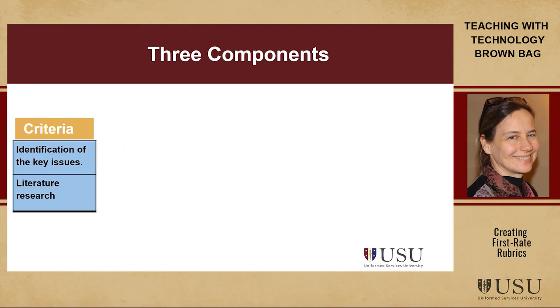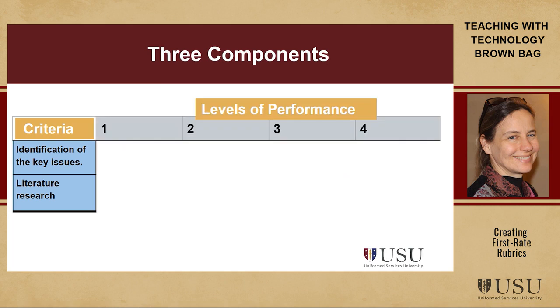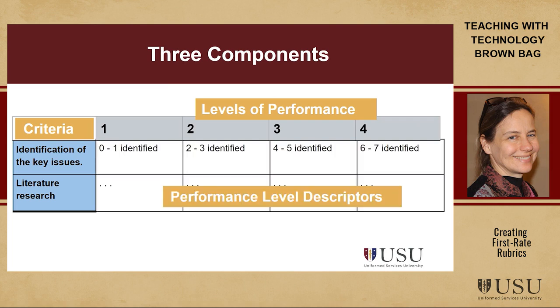They are usually a column on the left, and they show the elements that are going to be evaluated. And the next one is what we call the levels of performance, and that's usually a row on the top, and that indicates the range of possible accomplishment. Lastly, we have what are called performance level descriptors, and those are the cells in your grid, and they explain with the most specificity what's involved in meeting each of those levels of performance for each of the criteria.